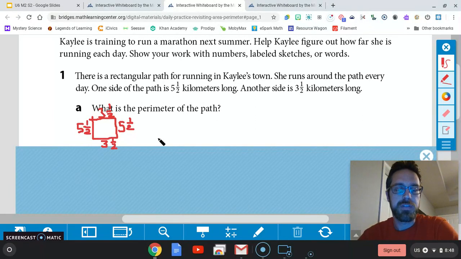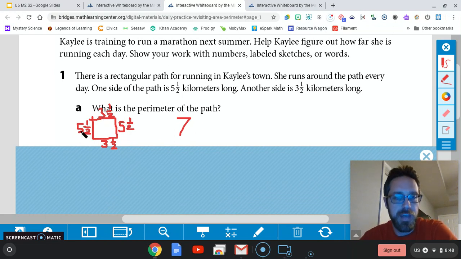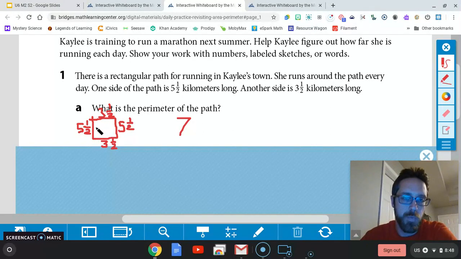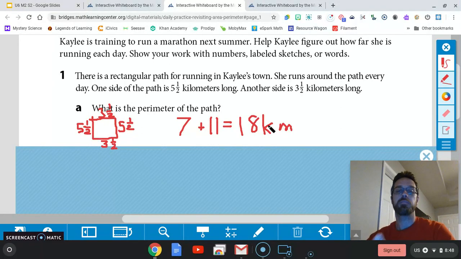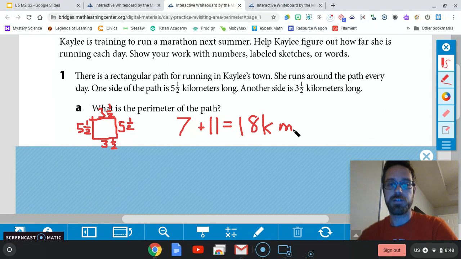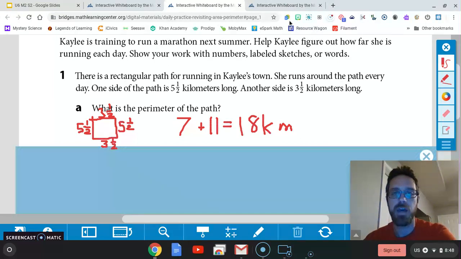So 3.5 plus 3.5, well, 3 plus 3 is 6, and a half plus a half make a whole. So 6 and 1, that would be 7. 5 and 5 is 10, and half is 1. So 10 plus another one would be 11. So 7 plus 11 would be 18 kilometers. There you go. So what is the perimeter of the path? The perimeter is 18 kilometers, just adding up the sides of the object.